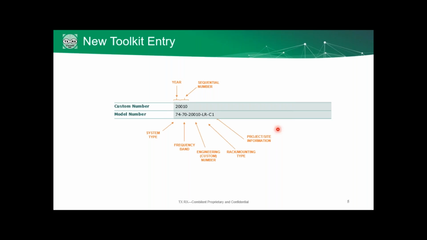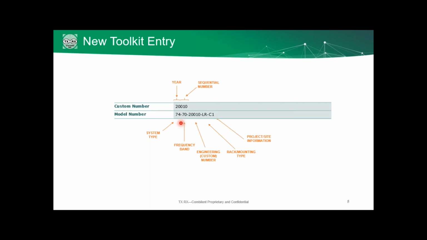So when an engineer starts the design, a custom engineering number needs to be generated, and that number will be a reference for that design. The first 2 numbers here, 20, indicate the year that the design was started, and the next 3 numbers are a sequential number for that year.